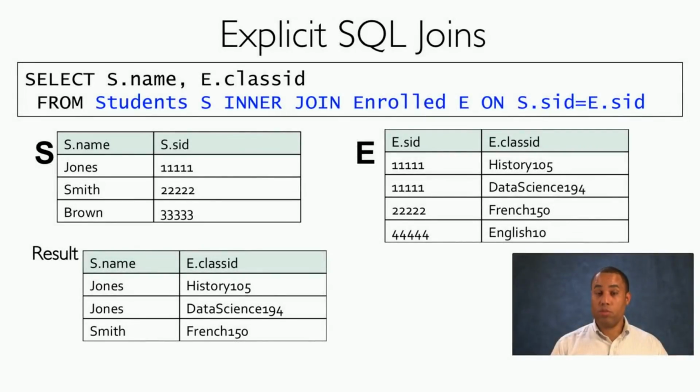SQL allows you to explicitly state the type of join that you want to perform. So in this case, we have stated that we want to select s.name and e.classid from students S inner join enrolled E on s.sid equals e.sid. This is the same as what we saw earlier. It will combine the two tables, the Cartesian product, and then select those tuples where s.sid equals e.sid.